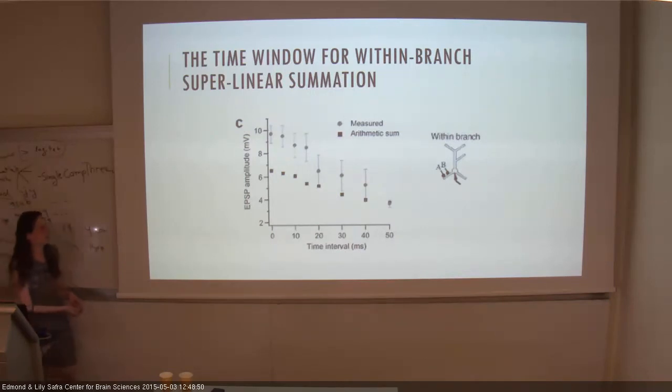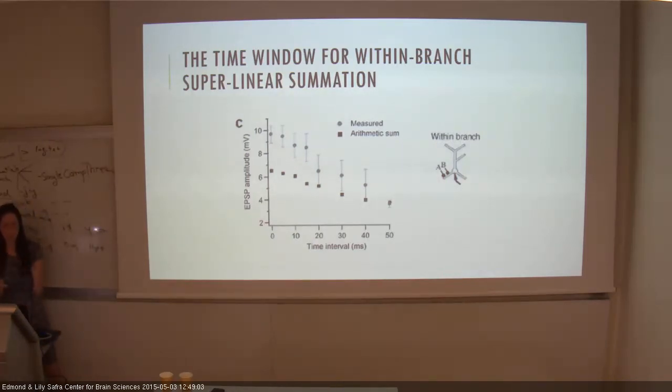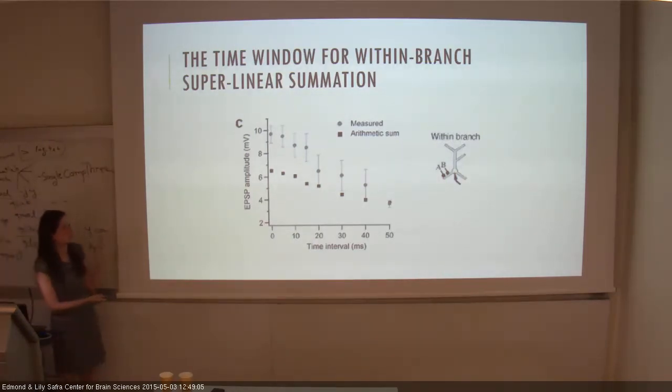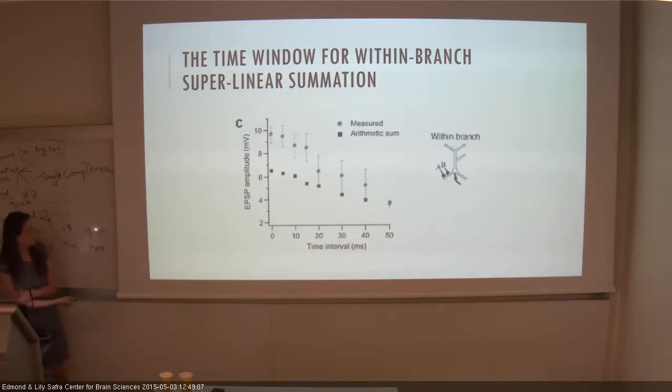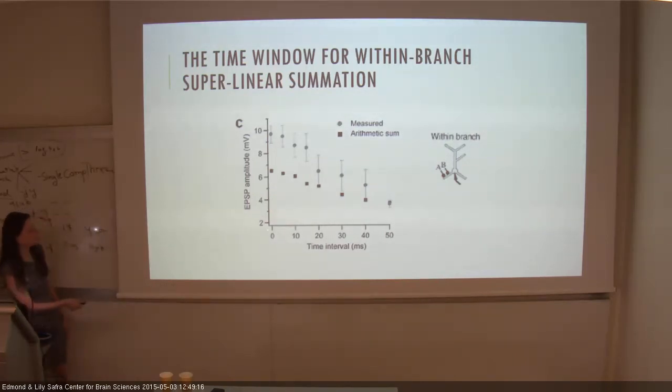Okay, so a final graph before we summarize. The last thing they wanted to do, once we have our compartment and we know how large it is in terms of distance, is to ask about the time scale in which it calculates. So over here, they used the within branch condition, and they tried giving the pulses at different intervals, starting from 0 and going up to 50 milliseconds apart.